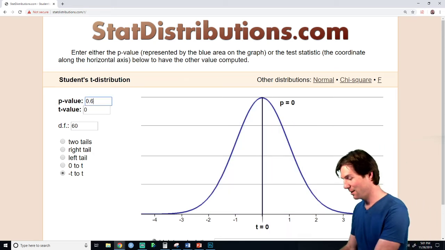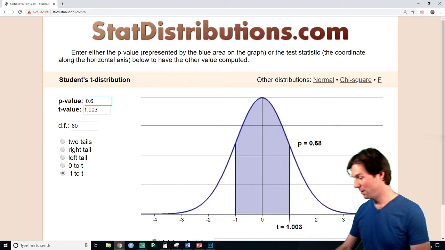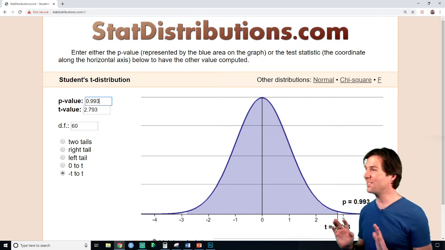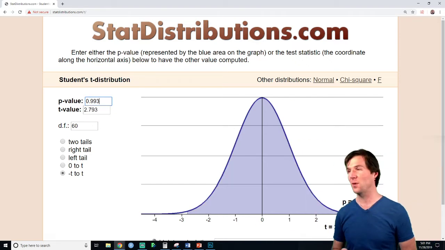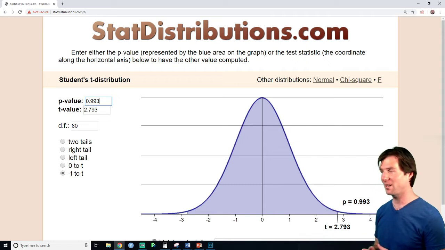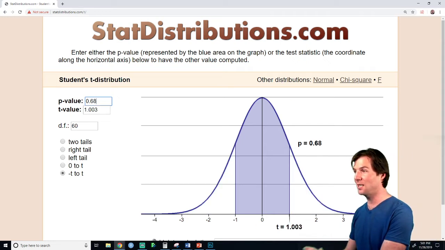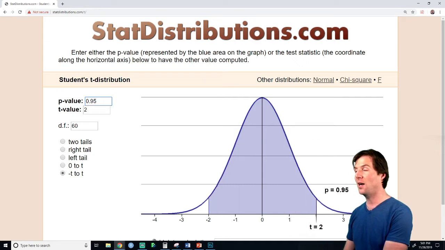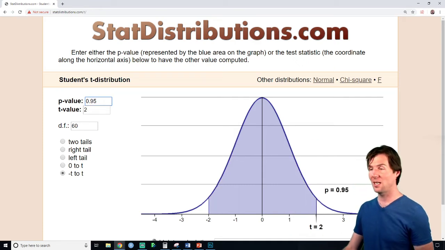68 is a t-score of almost 1. 99.7 is not quite 3, so the curve gets a little different. That's why we don't always just use all the calculations. But look, 68 is basically 1 standard deviation, or standard error for this curve technically, and 95 is almost exactly 2 down to the decimals.